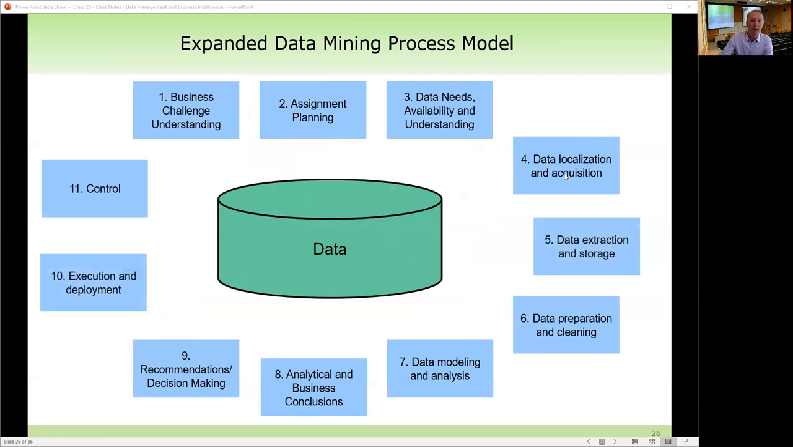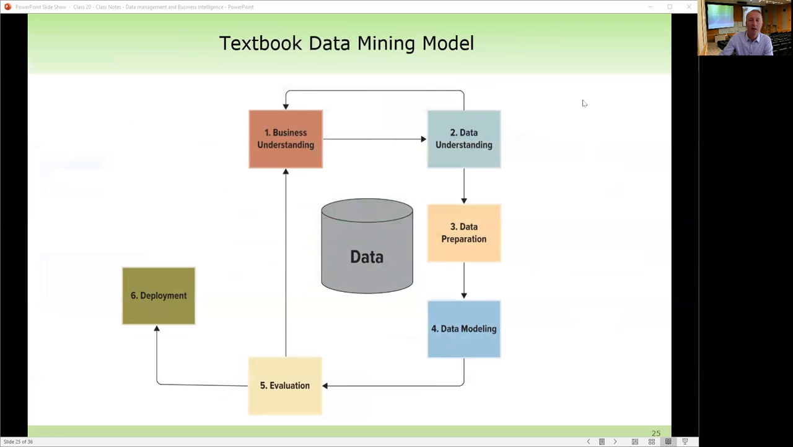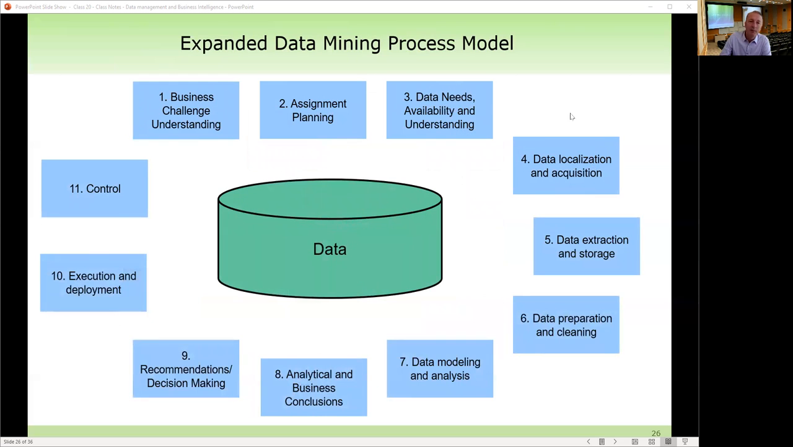This is what is called a simple data mining model. So if you ever asked about what data mining is, it's a process by which we produce insights for business decisions or business purposes. This model is basically the same type of model, it just has an expanded set of steps. This model talks about that the data mining process starts with a business challenge, an understanding of what is needed in the business. Then step 2 will be planning the assignment.